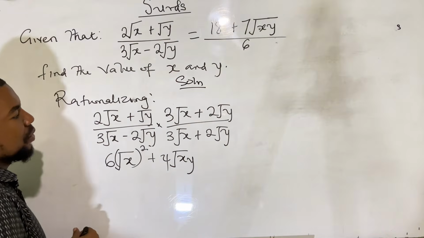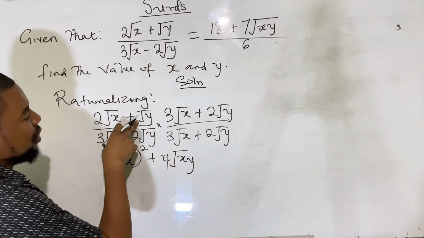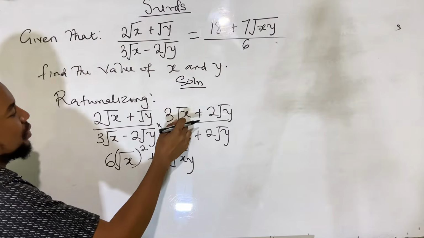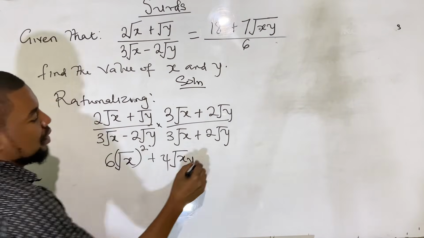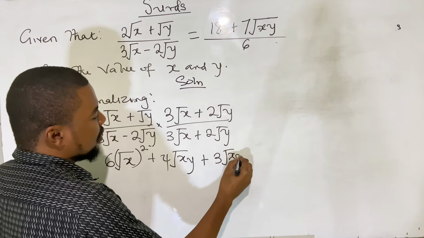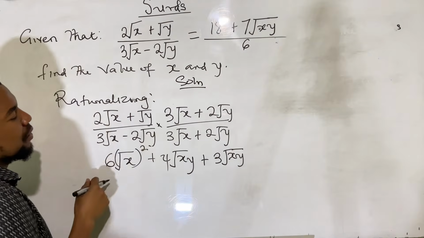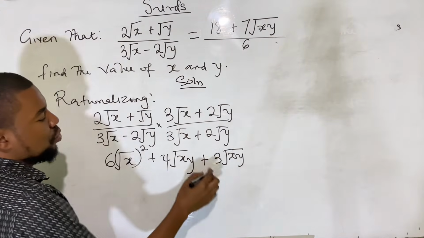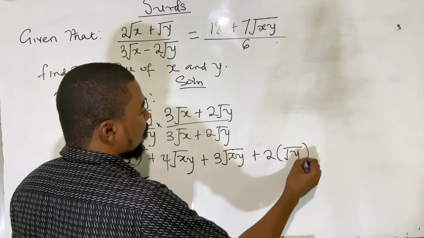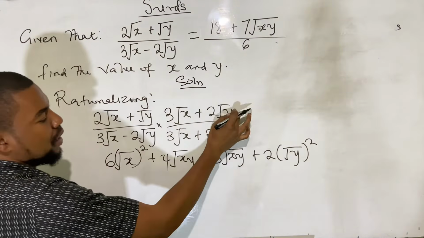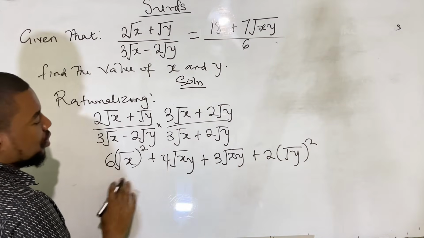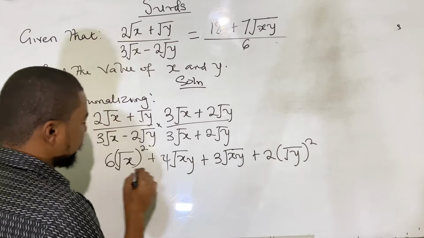Then for this one here, we have √y times 3√x. This gives us plus 3√xy. And lastly, √y times 2√y gives us 2(√y) squared, since √y times √y gives (√y) squared. We're done with the numerator, so let's now work on the denominator.